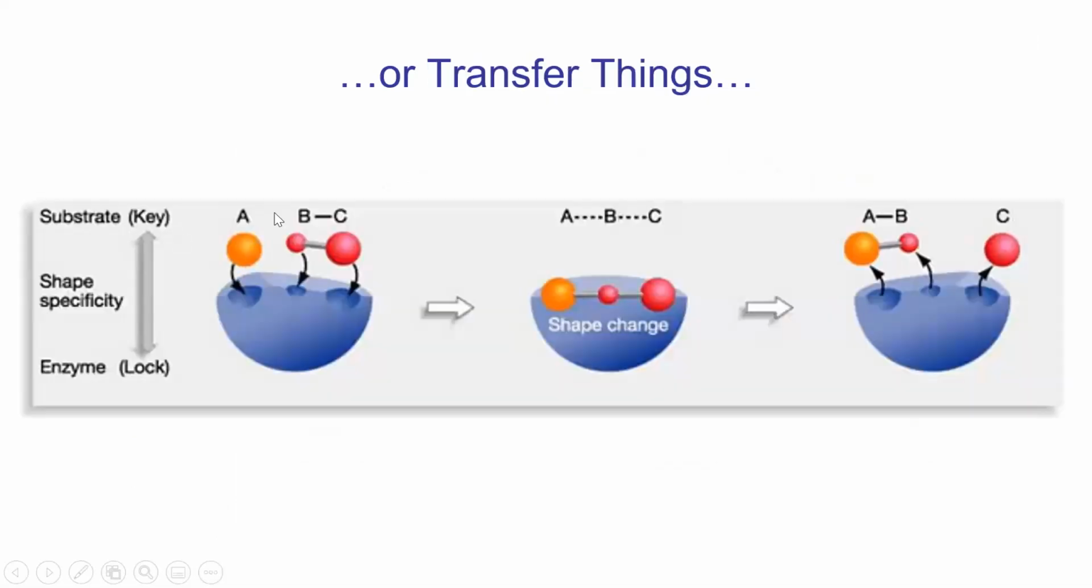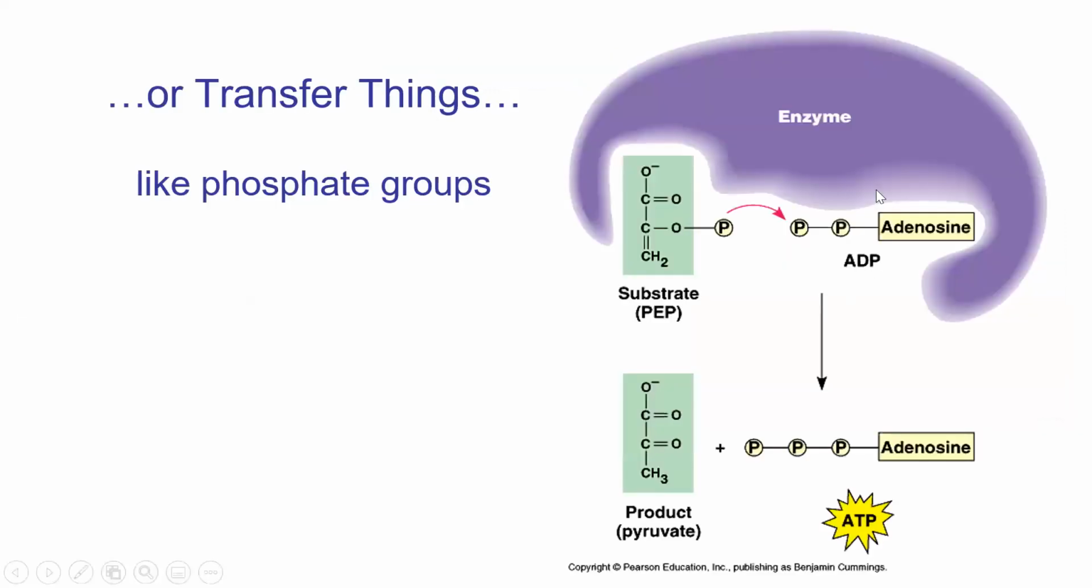Sometimes they transfer things, and you can see in this case here, you've got a molecule A, and you've got another molecule B and C, and the B gets transferred and it gets attached to A. I'll show you an example of this, like transferring a phosphate group. So if you take a look at this here, we have ADP, we have a phosphate on a substrate, and that phosphate gets transferred over and we make ATP. So that's a transfer reaction.